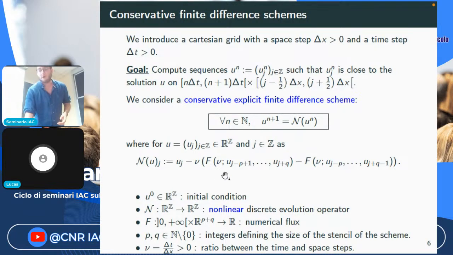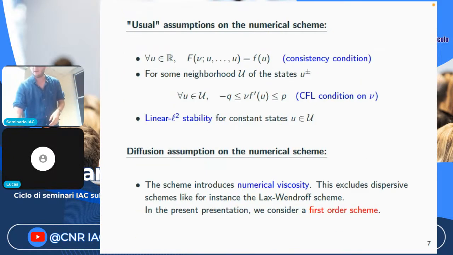Now, the only thing that you really need to remember is that this operator n is essentially the operator that allows you to compute the next time step. Most of the time, you need to introduce some usual assumptions on this kind of numerical scheme. The usual ones are a consistency condition that links your numerical flux and the flux of your conservation law, some CFL condition, and some linear stability near constant states.